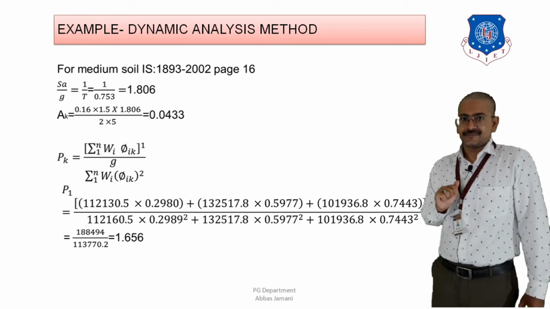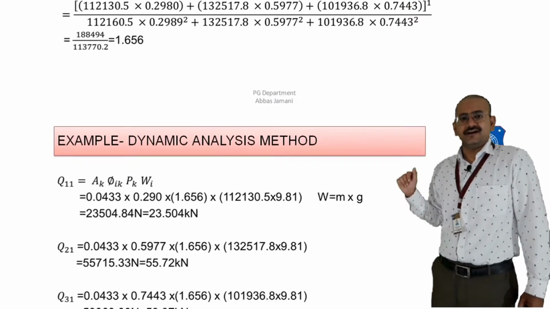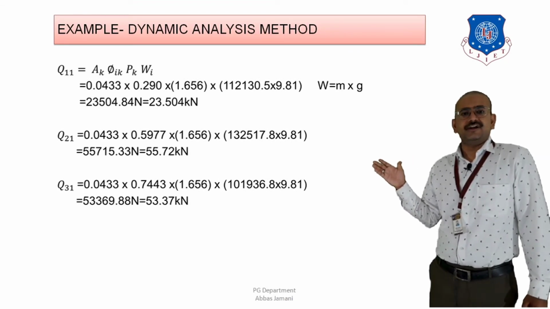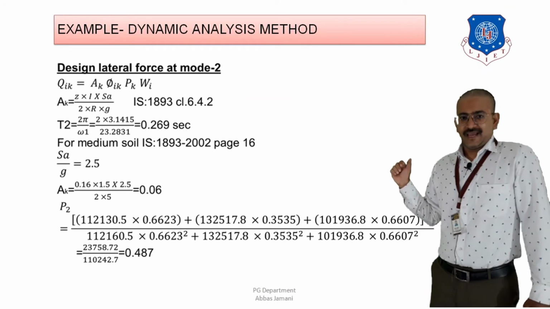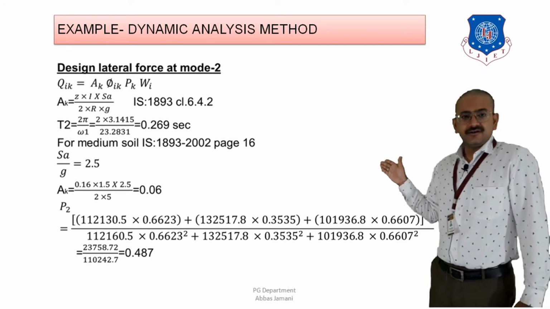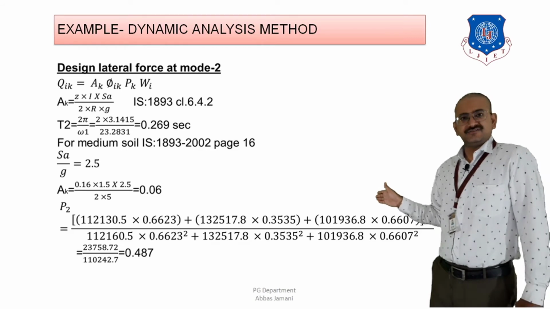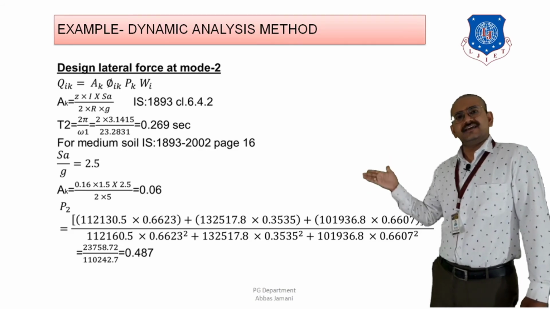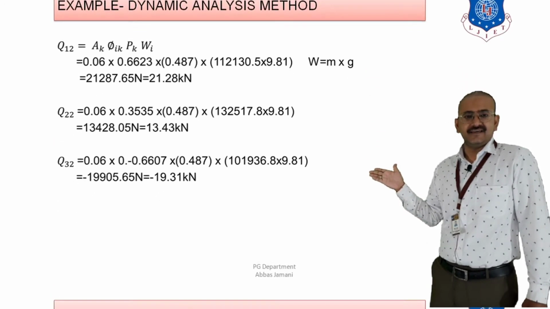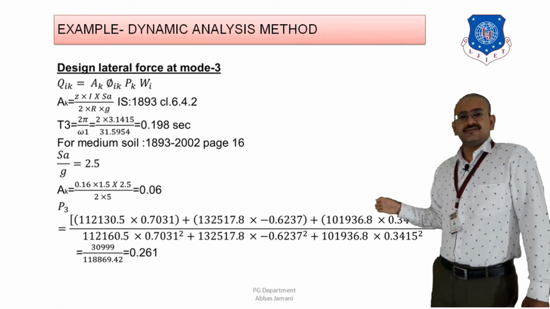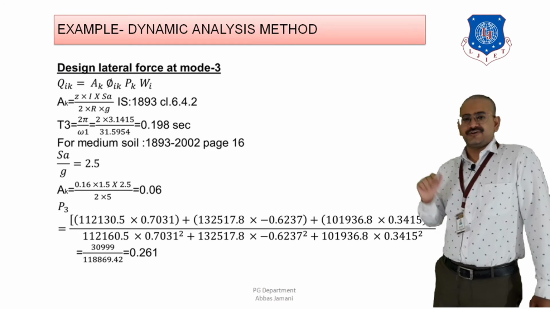on the building. However, if you look at the second and the third case, in the second case the value of time period is reduced to 0.269, and in that case the value of Ah is 0.06. And similarly for the third case also, where the value of time period is 0.198, the value of Ah is again coming as 0.06.